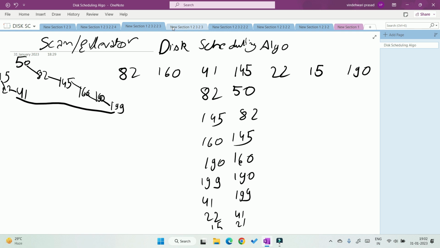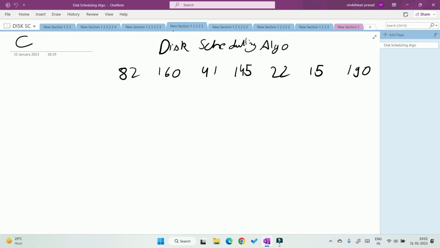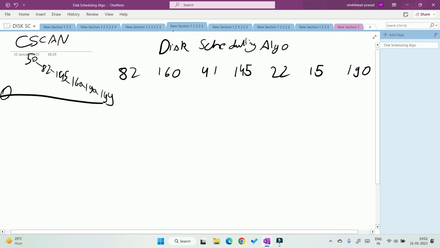Now similar to the scan algorithm, there is another algorithm called C-scan, which is circular scan. What happens? You have a 50, you move to 82, 145, 160, 190, 199. Now rather than moving in the backward direction, it will go to the 0 position. After that it will start moving again. It will encounter 15, 22 and 41.